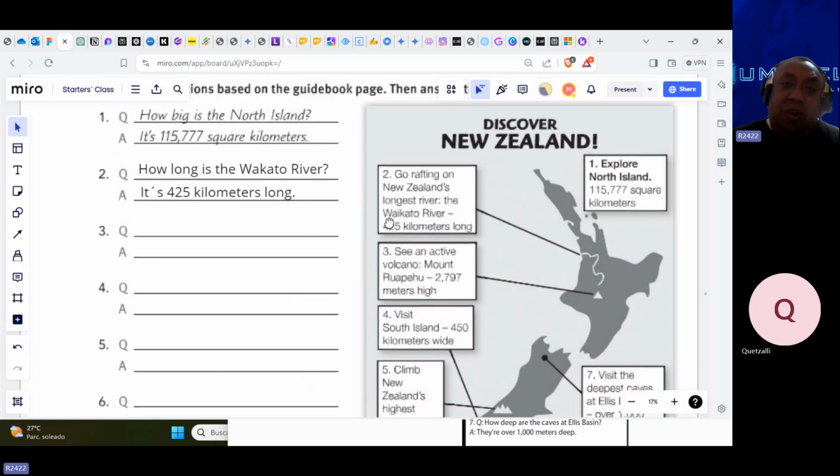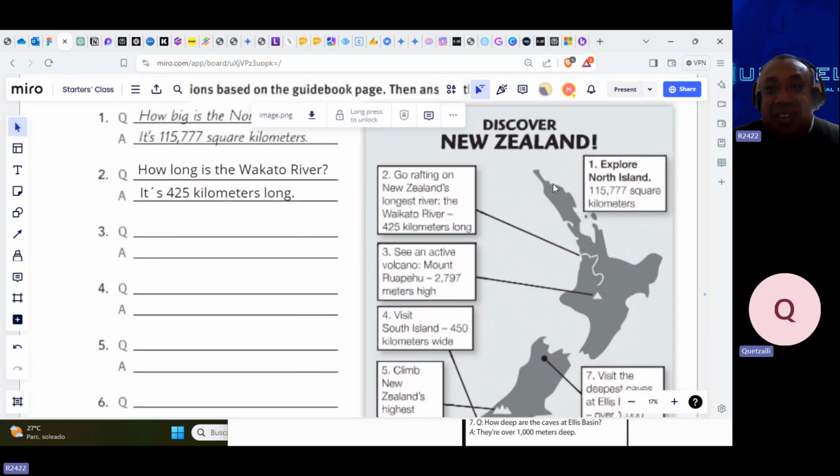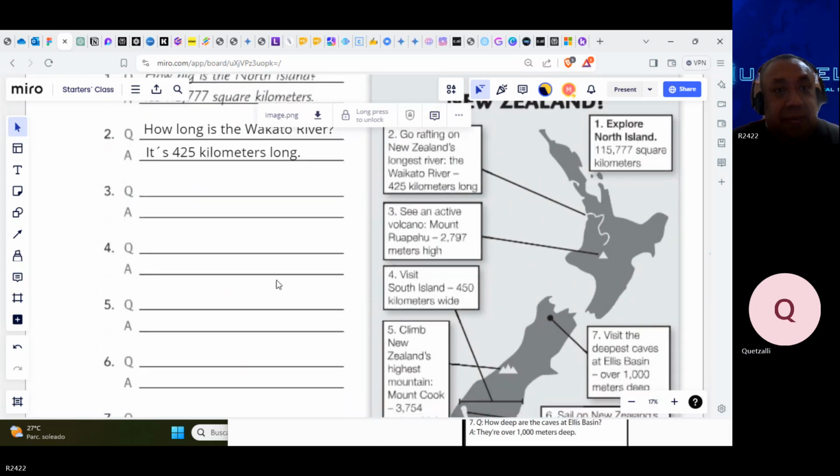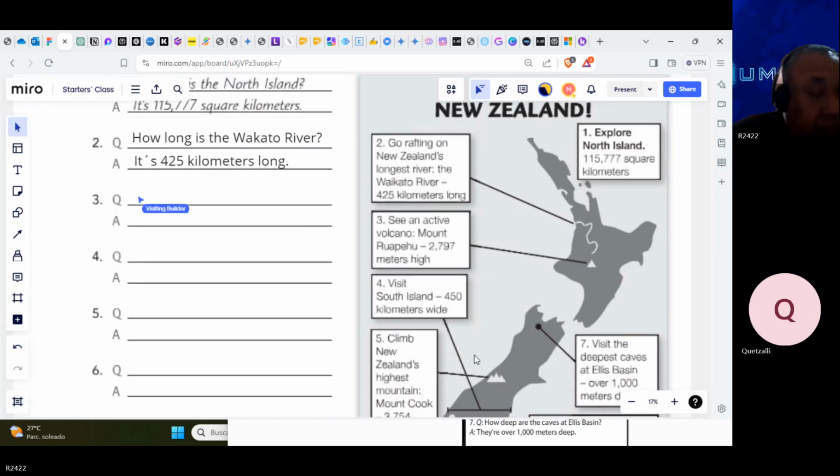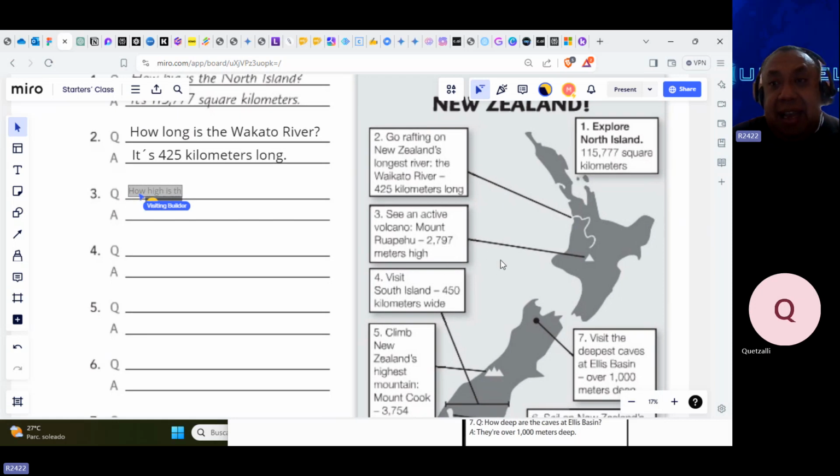Here it is. Please continue with the others, please. Very good. The mountain is Mount Ruapehu, no? 2,797 meters high.